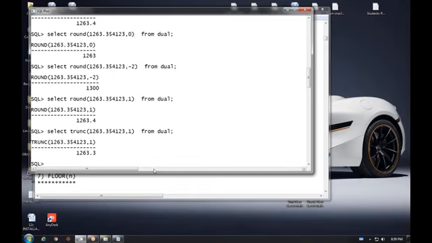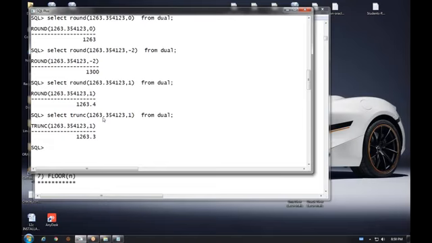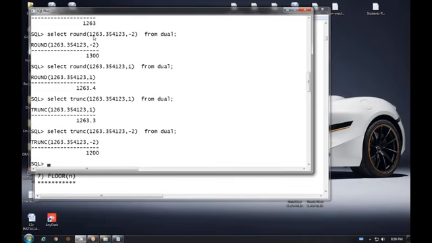Suppose I want to eliminate the integral part, 2 digits. Then what will happen? Minus 2. See here, same example, round function, and here last example, trunc function. See the result of round, 1300. Result of trunc, 1200. Because round is incrementing something. Trunc is not making any increments.